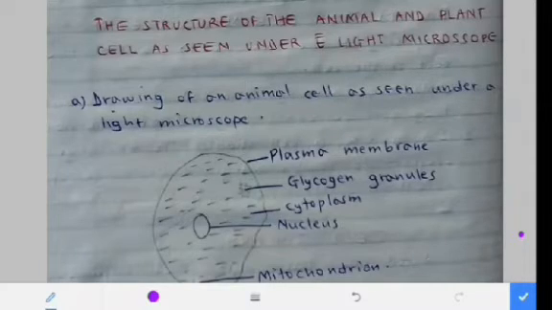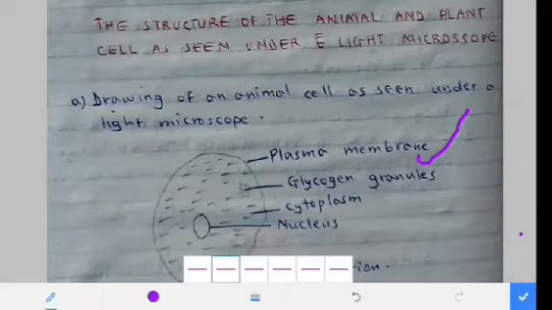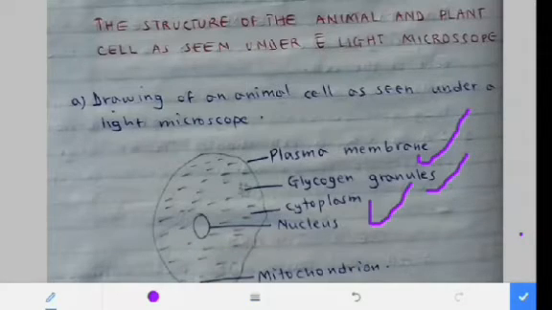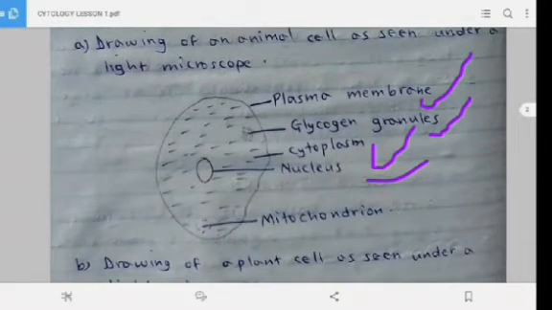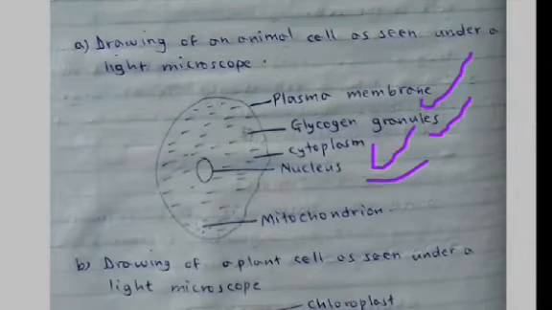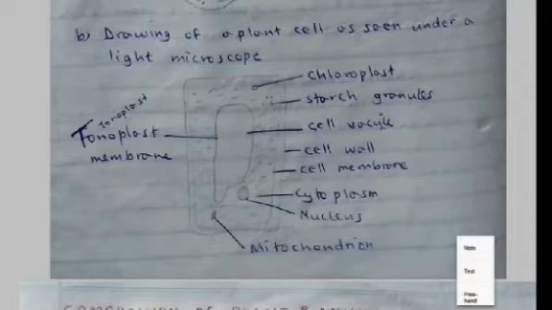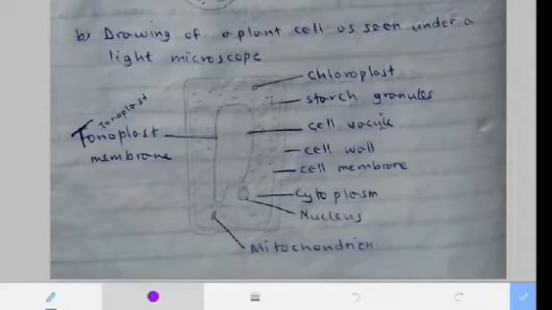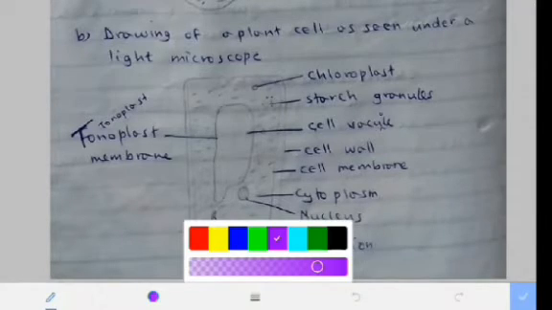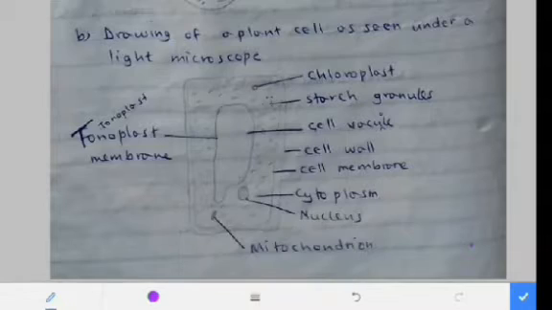So now you can see the parts. The first one is the plasma membrane or the cell membrane. Then the other ones are the glycogen granules, the cytoplasm, the nucleus, and the mitochondrion. Also we have the drawing of the plant cell, and on this drawing we can see the parts. So you can pause the video and draw the diagram very well.